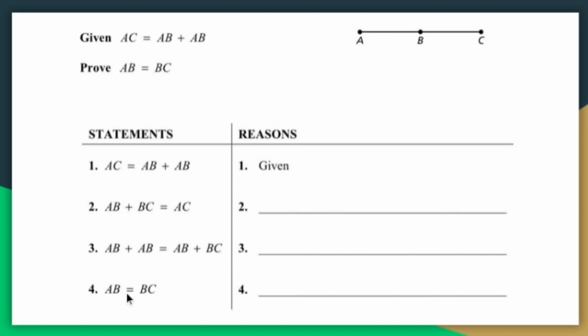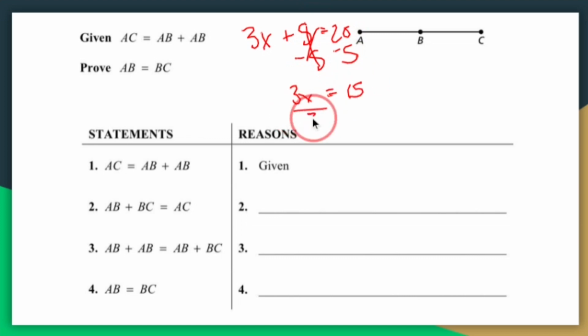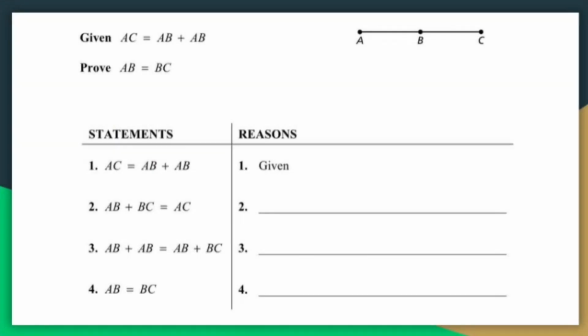Think of the statements as you're solving a two-step equation, right? And along the way, you show your work and you're just kind of whittling your way down. Well, the statements on the left side are basically the work that you show. Now, what I would do is I would say, oh, subtraction property of inequality, division property of inequality. Those are my reasons.